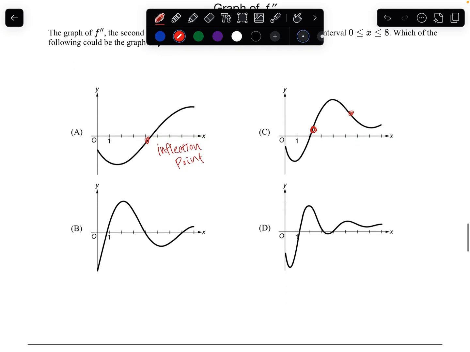So it could be that one. This is concave down, then somewhere in there it's got to change. Concave up, then maybe somewhere. So it could be that one, I guess. And then concave up, somewhere changing from concave up to concave down, somewhere there. It's not going to be D. It's not going to be A. So it's between B and C.